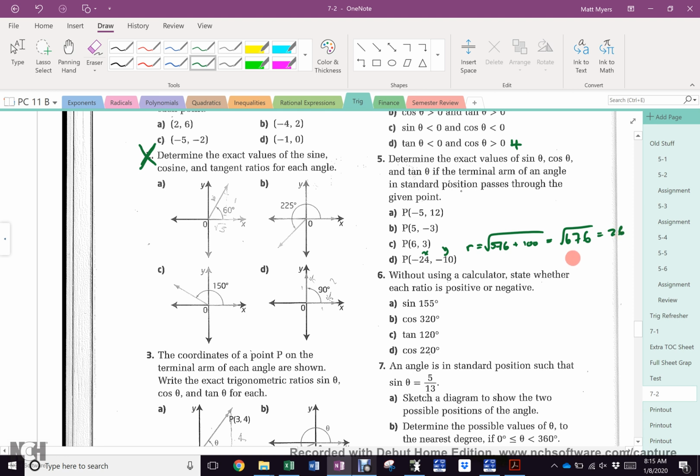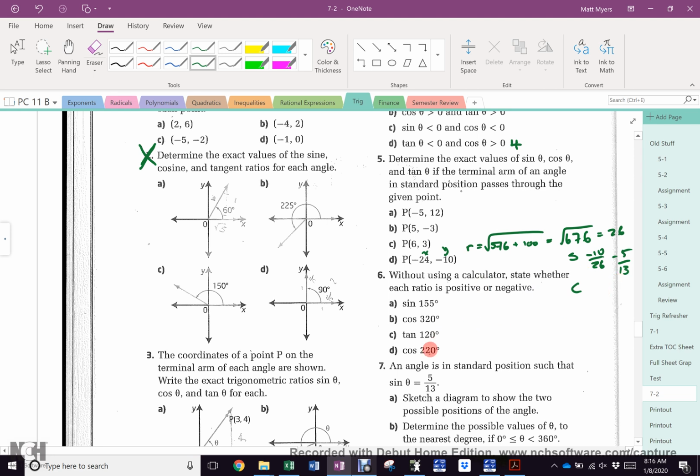So, sine is -10 over 26, which of course you would simplify to -5/13. Cos, -24 over 26, which of course you would simplify to -12/13. And tan, -10 over -24, which would be +10 over 24, which would be +5/12. Yeah?